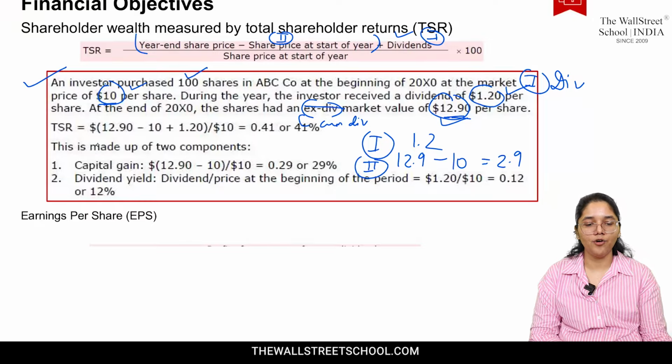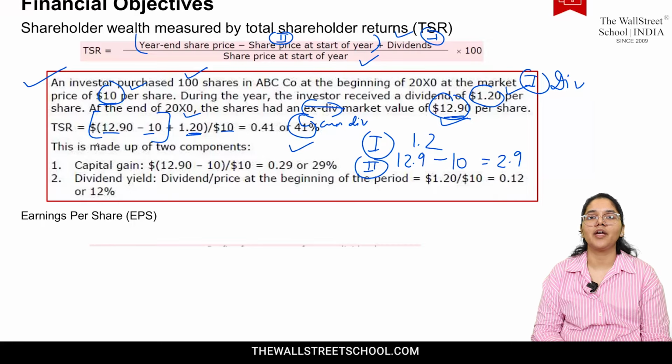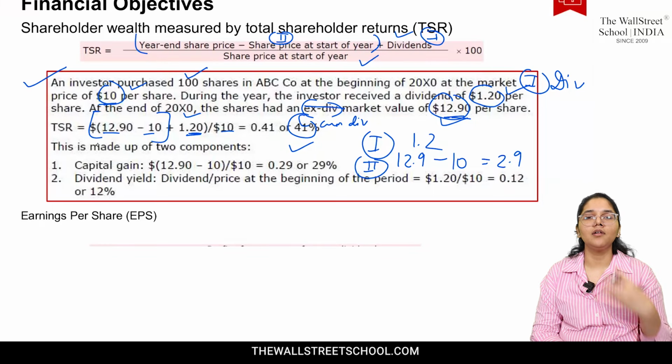So 1.2 plus 12.9 minus 10. So this gives you 2.9. 2.9 plus 1.2 divided by $10, because that's the share price at the start of the year, and that is going to give you your answer as 41%. So that means the shareholder has gotten a total return of 41% by investing in this share.